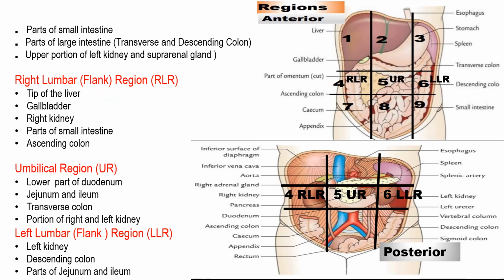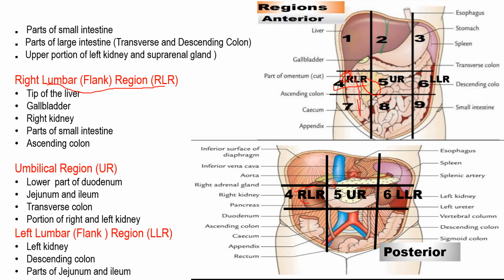Next region is right lumbar region, that is also called as right flank region. So this is right lumbar region, and it contains some portion of liver as tip of liver, ascending colon, and some parts of small intestine. From posterior view, the main organ in right lumbar region is right kidney.